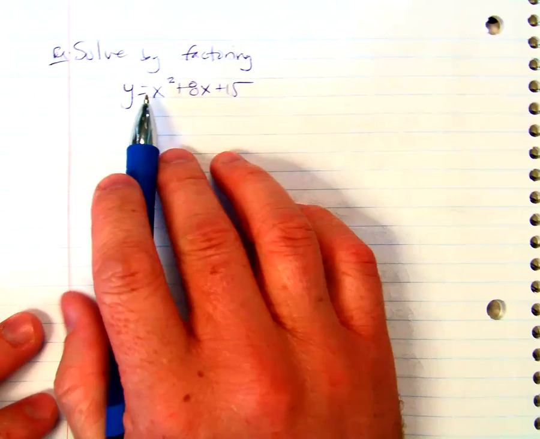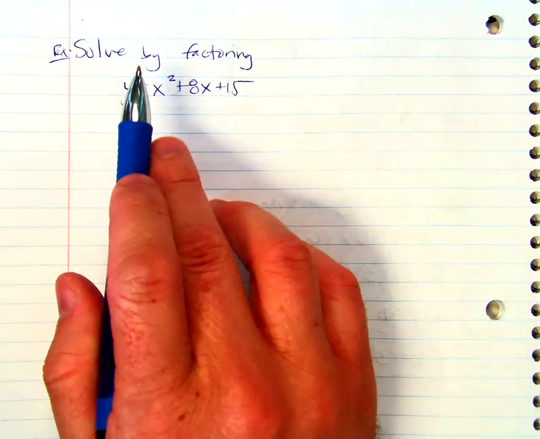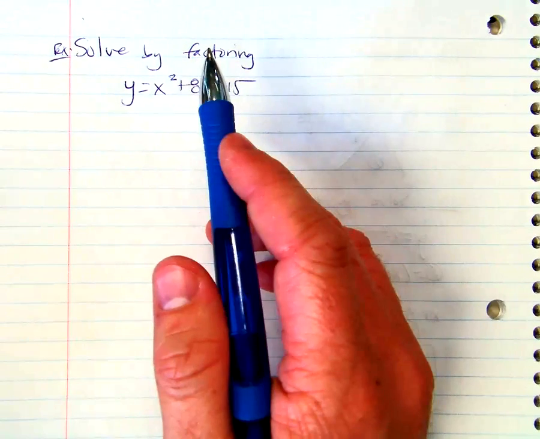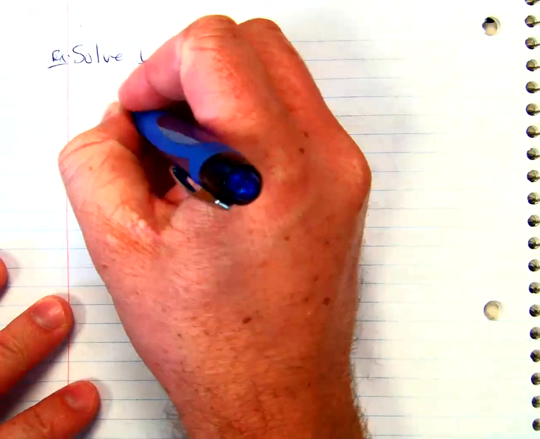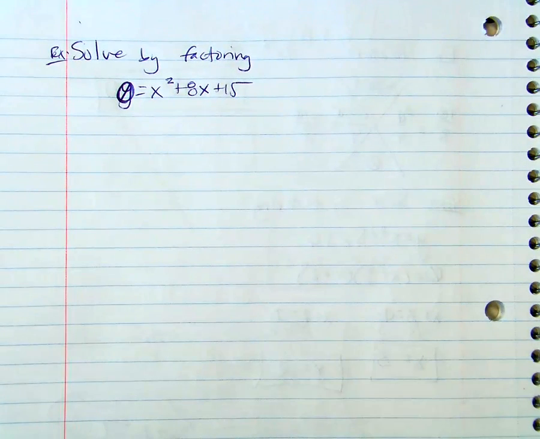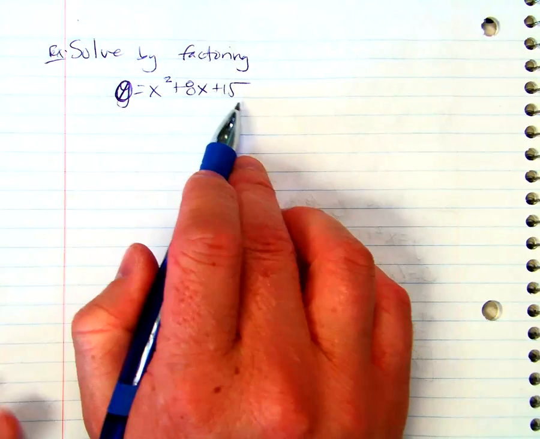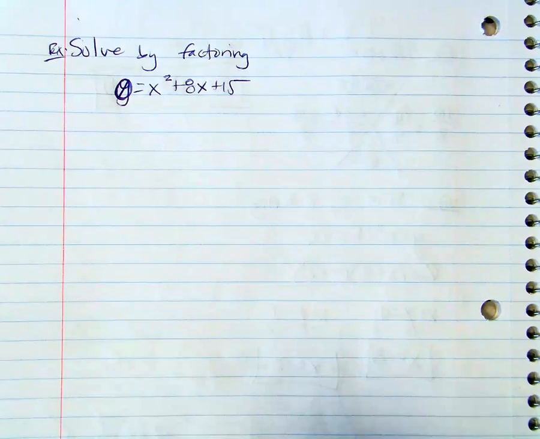So if I want to find the x-intercepts, that's what solving is. Y has to be 0, because that's where the x-intercepts are, right? That's when y equals 0. So we're going to say y has to equal 0. So now when I go to solve this, this is one of those situations where solving algebraically does not help. If I move the 15 over, it doesn't do anything.